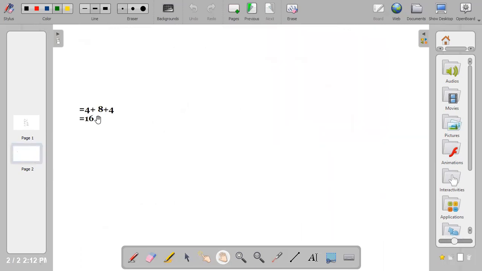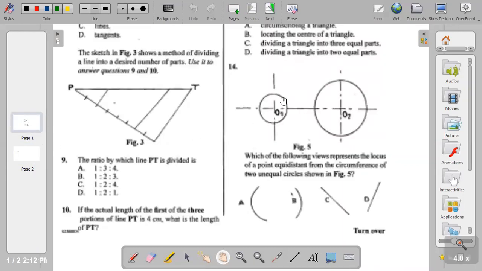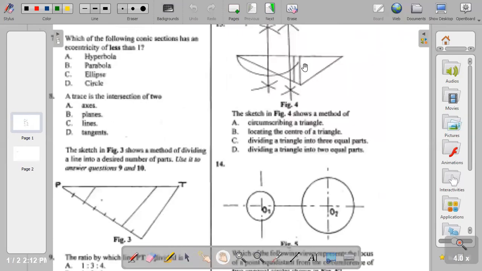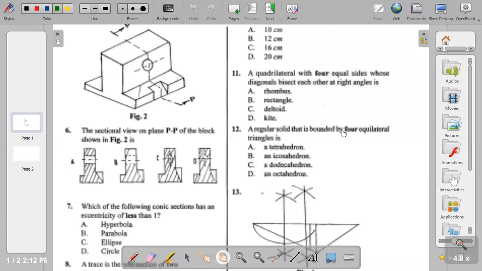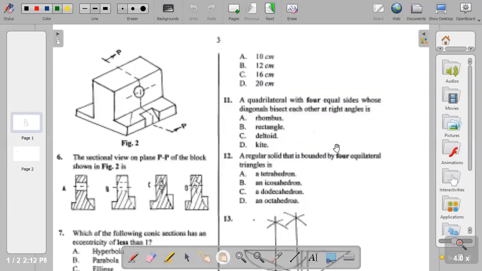4 plus 8 plus 4. That gives us 16. So the length PT is 16. And that is option C for question 10.